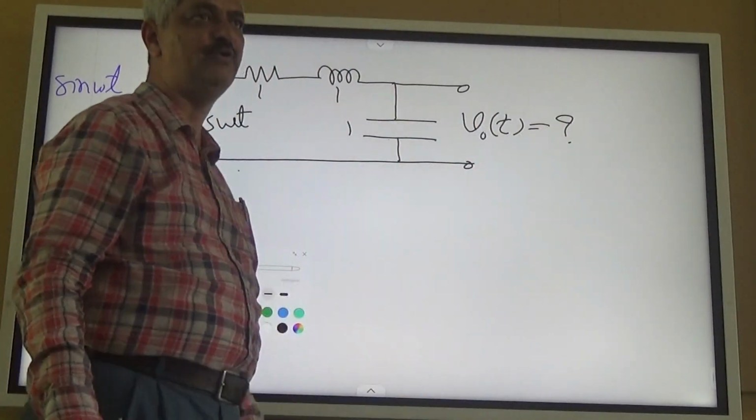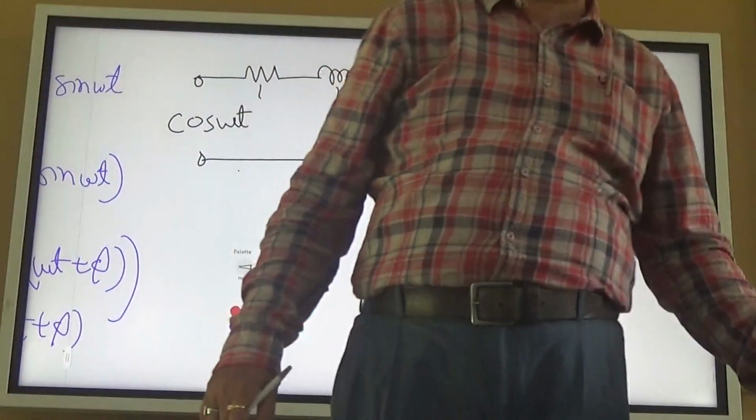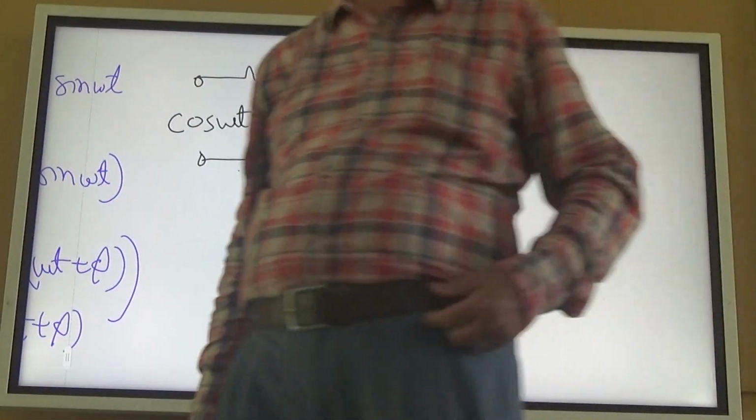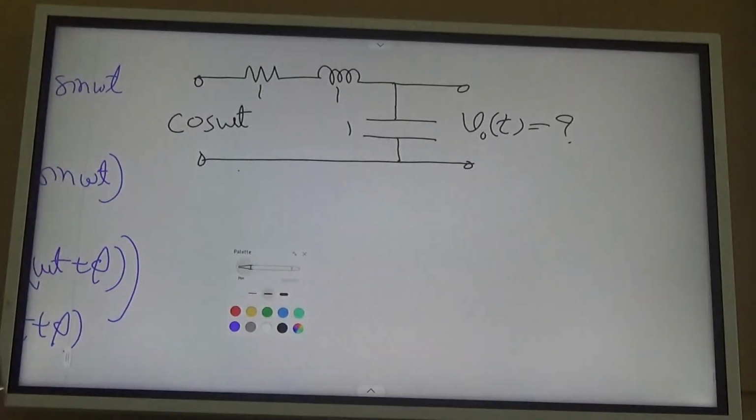Find out the expression of VOT for the given circuit if the input is cos omega t. We can put a pause.